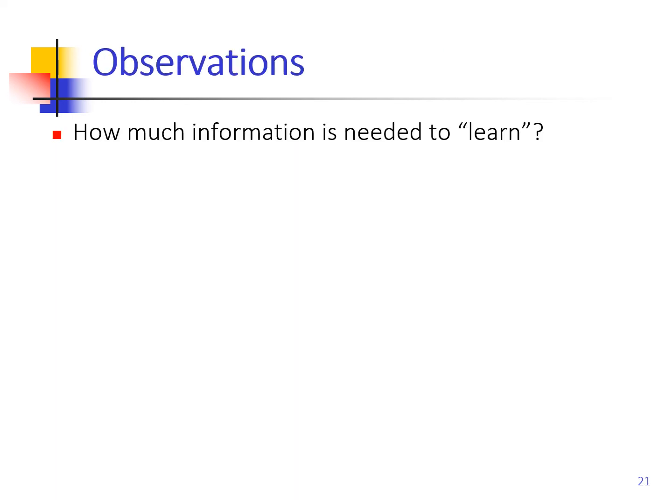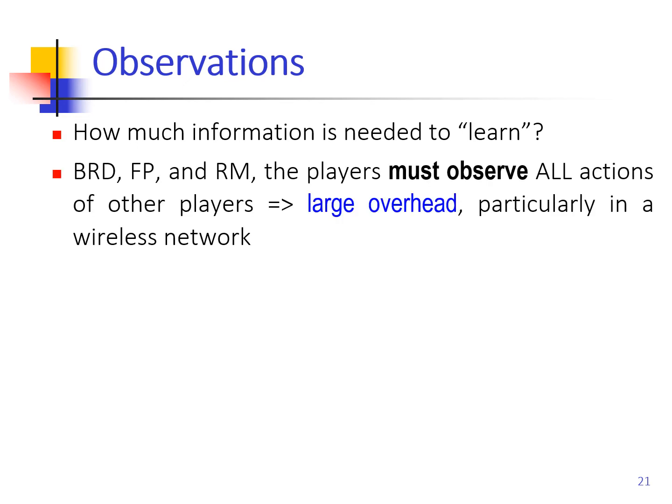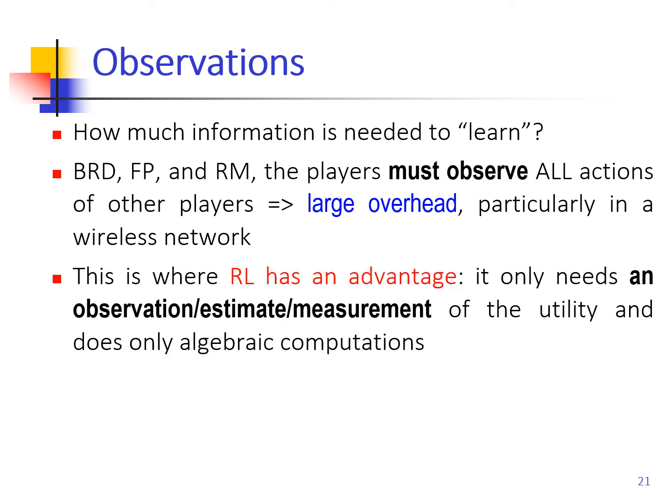Very good. So here are just some observations to stress again the notion of information: how much information is needed to learn. We saw that for best response dynamics, fictitious play, and regret matching, the players must observe all the actions of all the other players. This is of course not practical, with large overhead, especially in a wireless network. So we will see how to overcome this limitation.